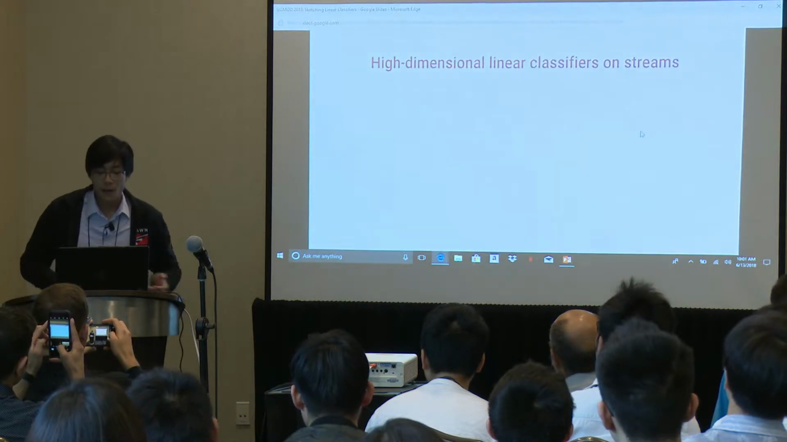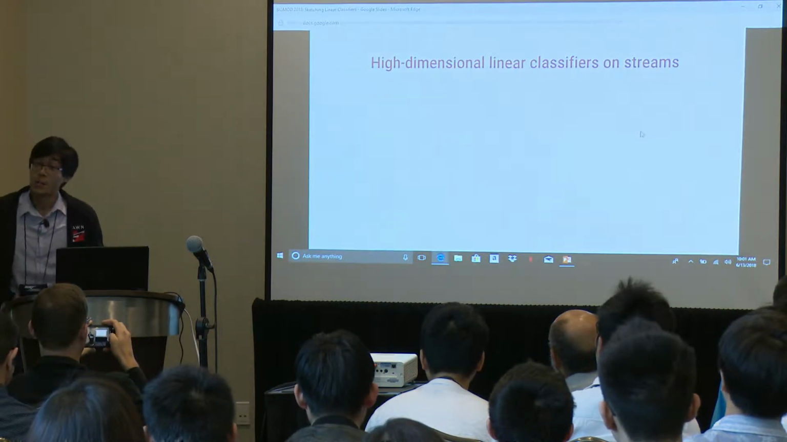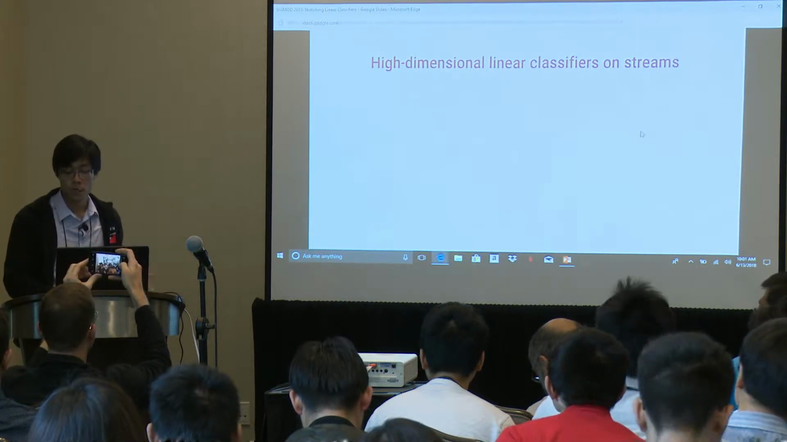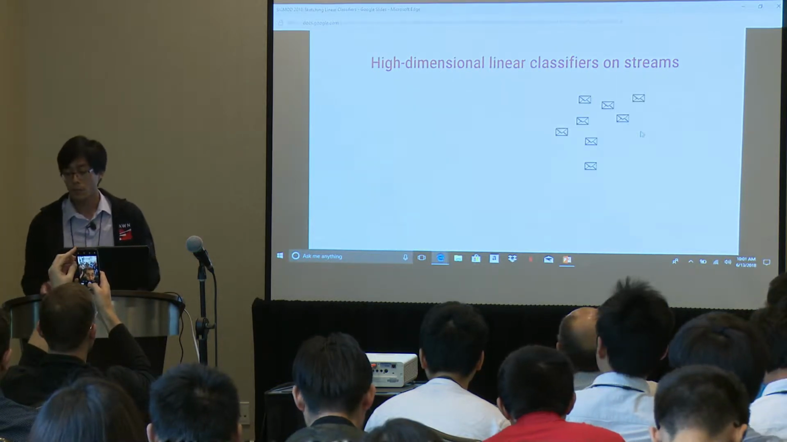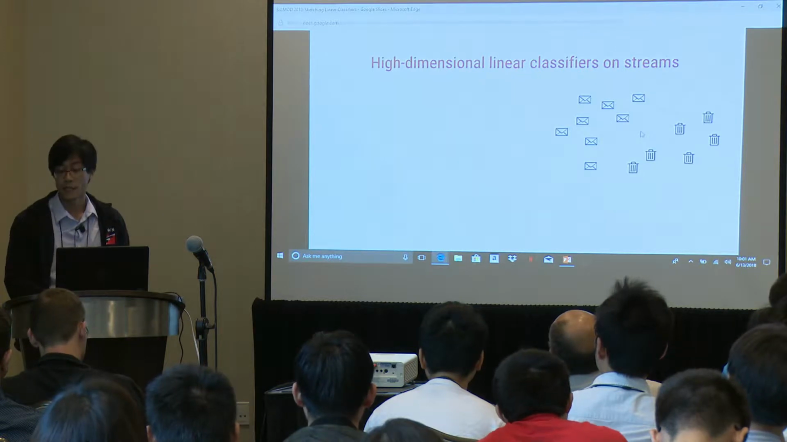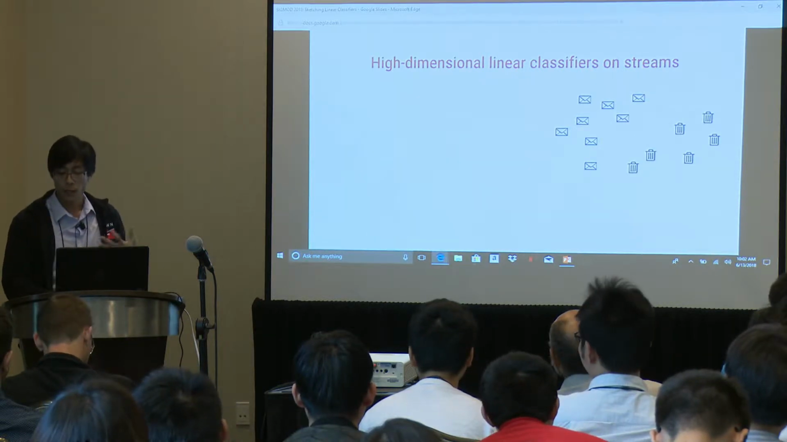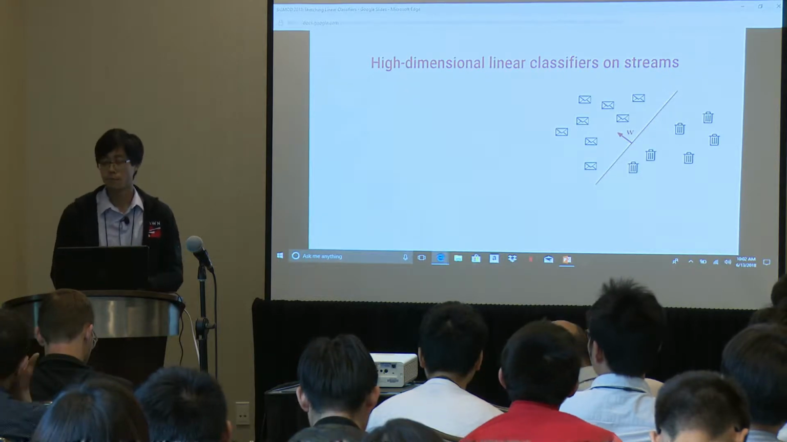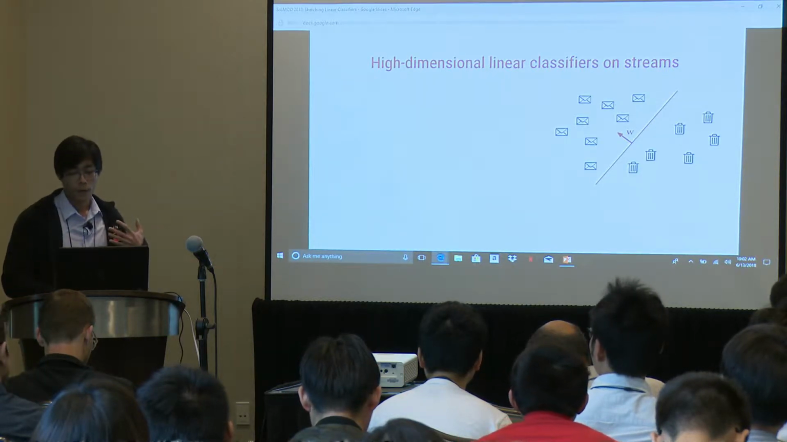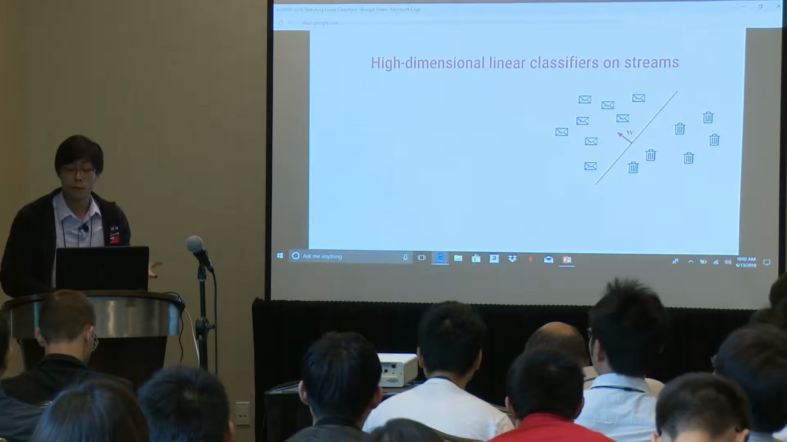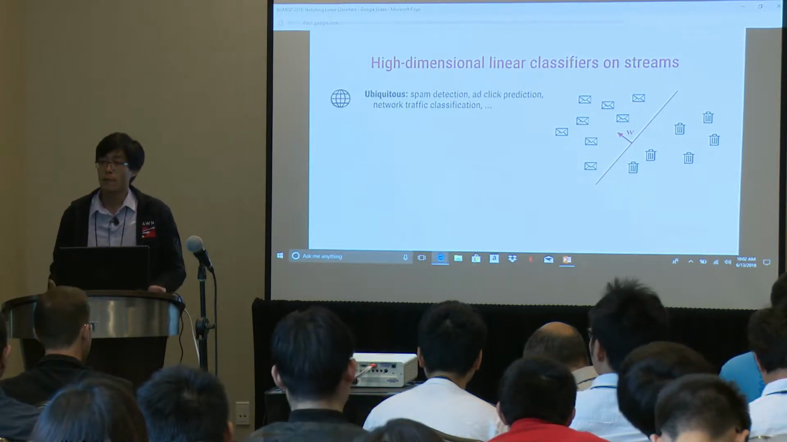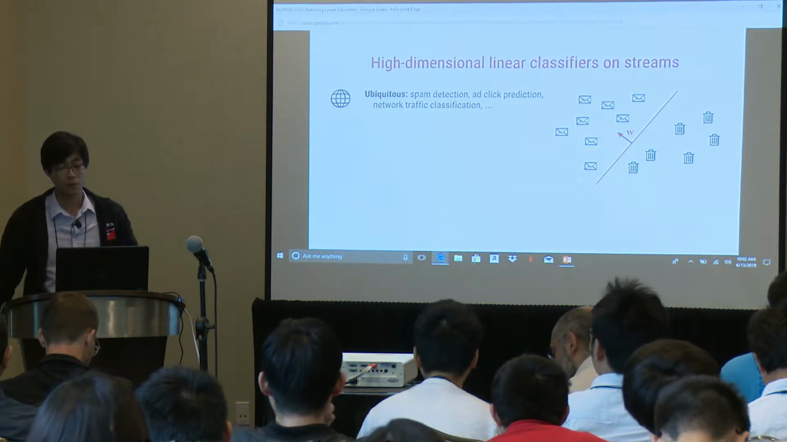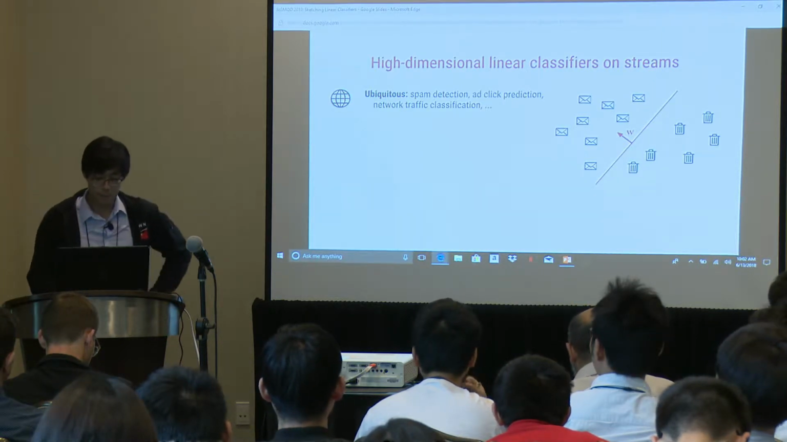Linear classifiers are now an essential part of the modern data analytics pipeline. To review, in binary linear classification, we have two classes, class A and class B, and the goal is to learn a linear classifier, W, that separates these two classes. Linear classifiers are now ubiquitous, and they have found application in a variety of settings, including spam detection, ad click prediction, network traffic classification, and many others.